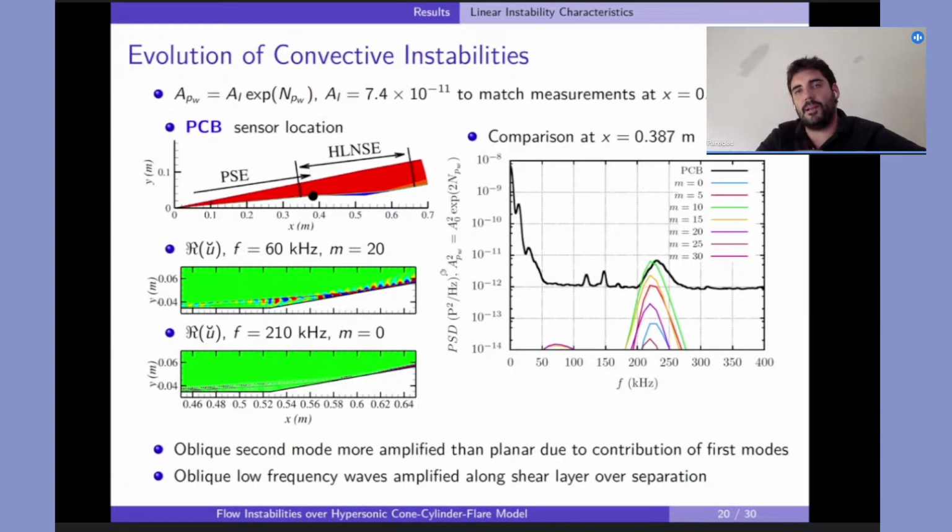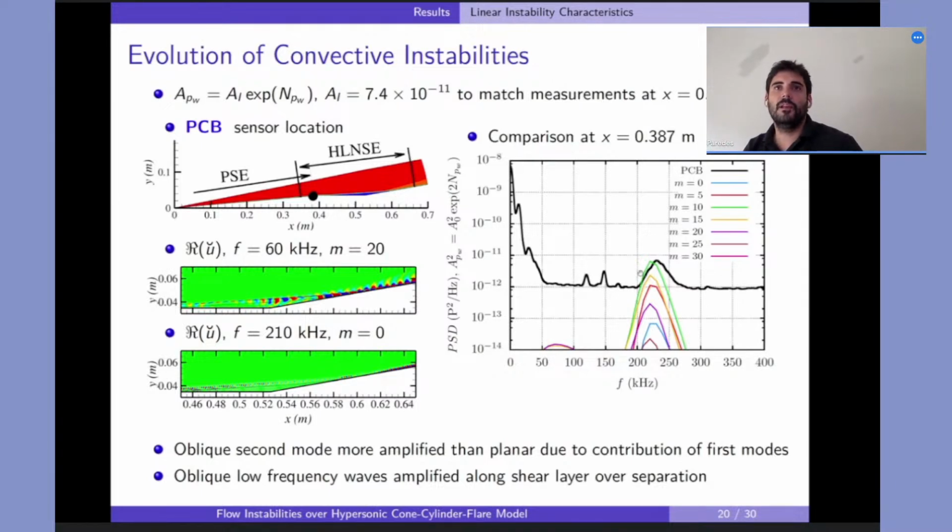So now we are going to start moving through all the different sensors to see if we agree or not with the measurements, so we can explain what they were measuring. Here on this plot, I have all the planar and also oblique waves. So m, remember, is the azimuthal wave number of the disturbances, and on the horizontal axis, I have the frequency of the disturbances. So for each frequency and each azimuthal wave number, we need to run the PSE and the harmonic linear Navier-Stokes equations to calculate the evolution of the disturbances.